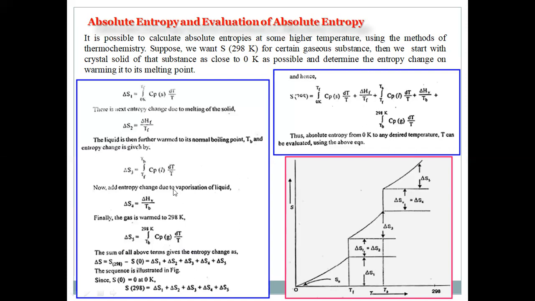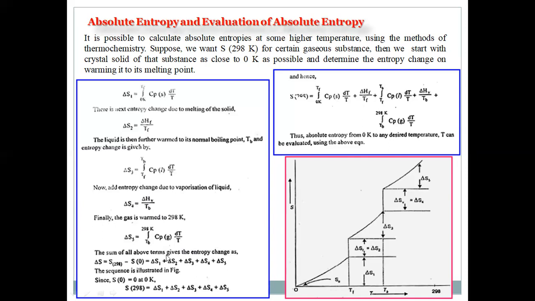Now, the entropy change due to vaporization of the liquid will be given by delta S4, equal to the change in heat content of vaporization at TB, that is the boiling temperature. Finally, the gas is warmed to 298 Kelvin, that is 25 degrees Celsius, and delta S5, the final entropy change, will be given by the integration from TB, the boiling temperature, to 298 Kelvin of the heat capacity at constant pressure with the change in temperature.